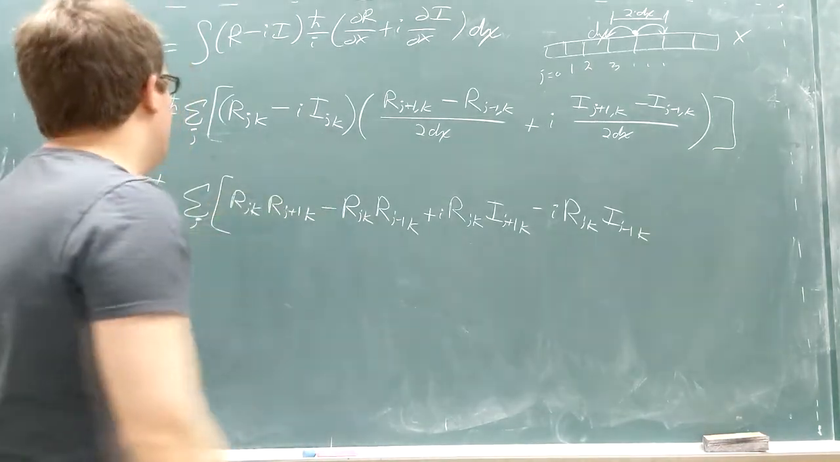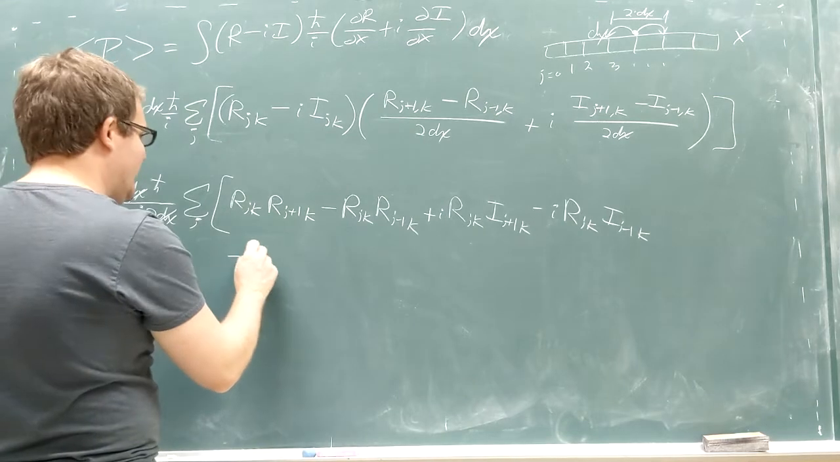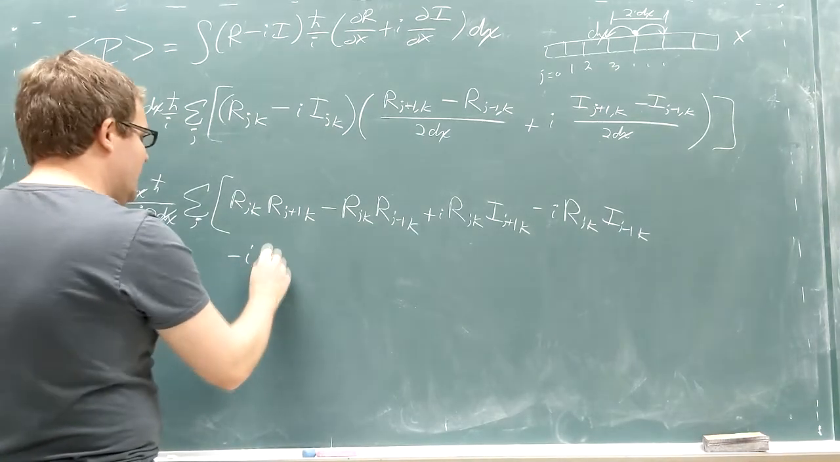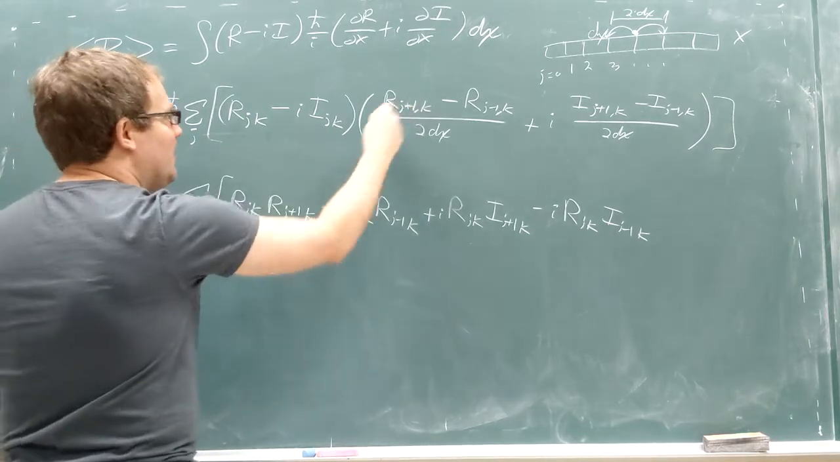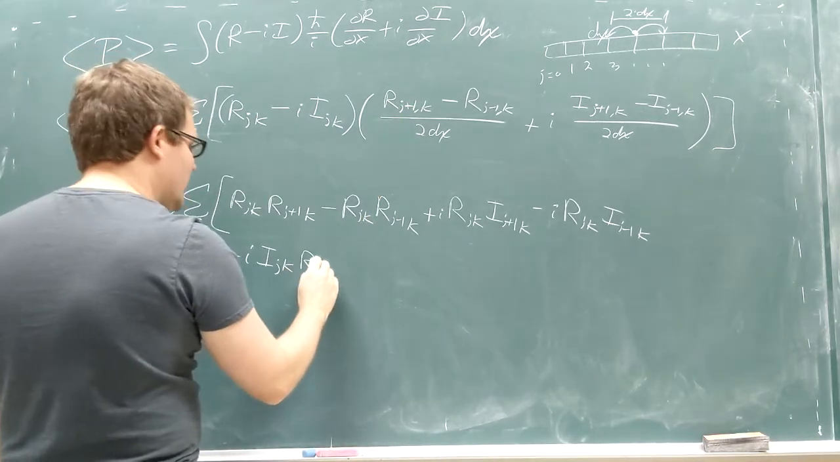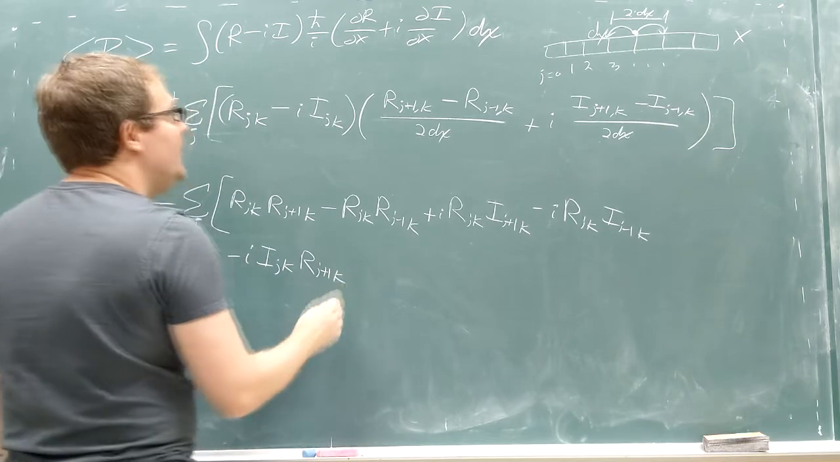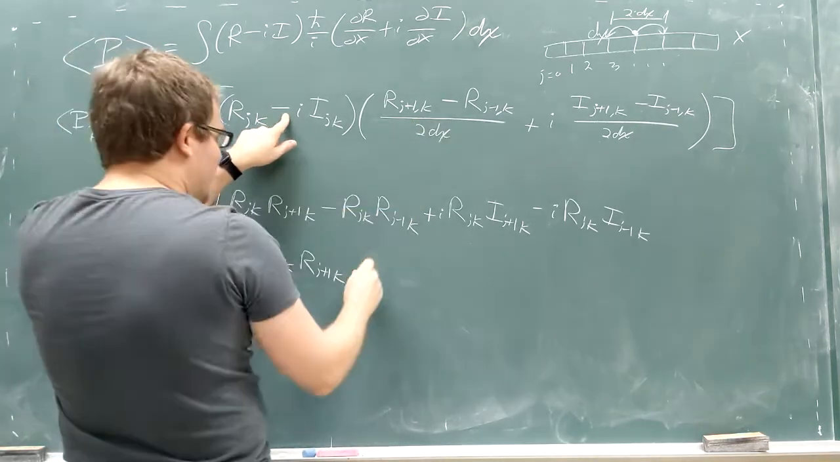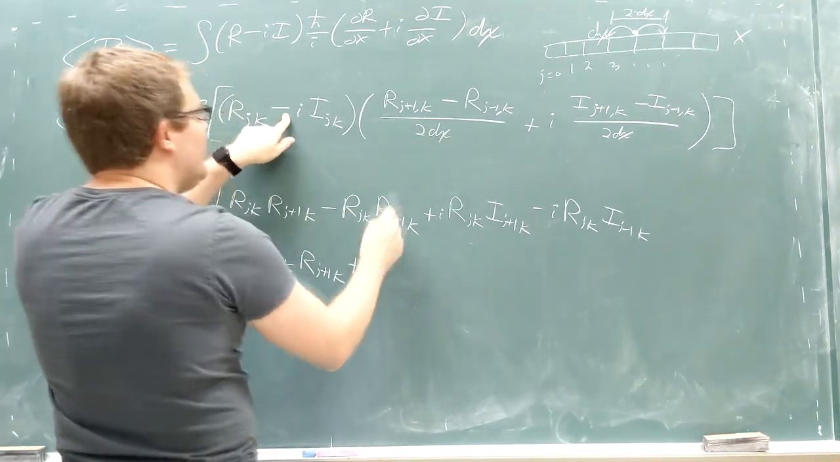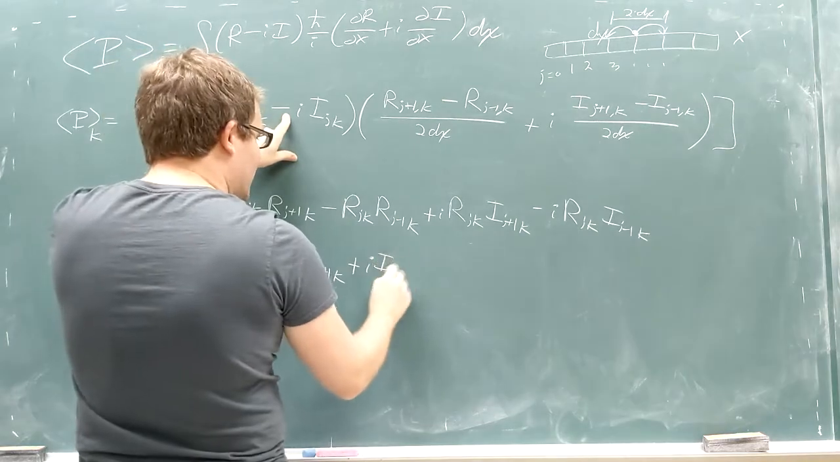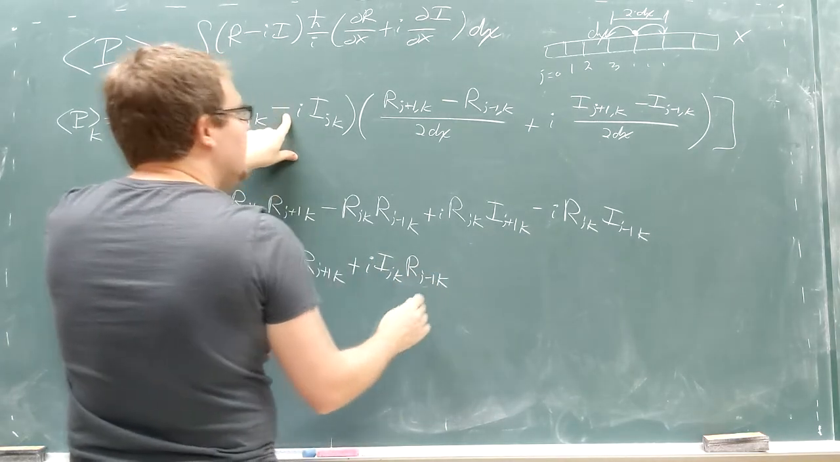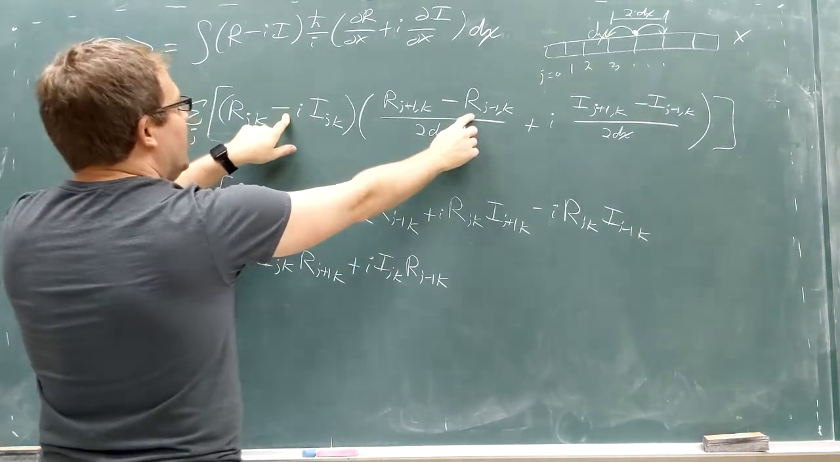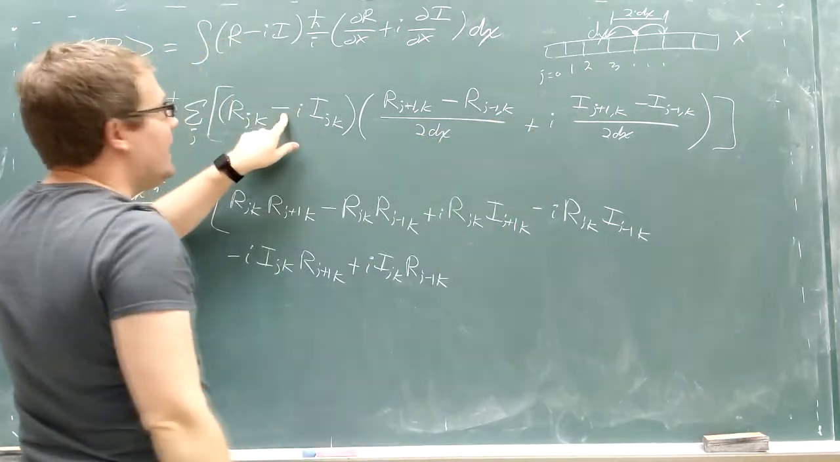Now do the same thing with this guy. So I will have a minus imaginary part, i_jk, multiplied by this thing, r_j+1,k. Now I have a negative times a negative. They give me a positive. I still have an i, i_jk r_j-1,k. Cool. Now we'll move on to this part.